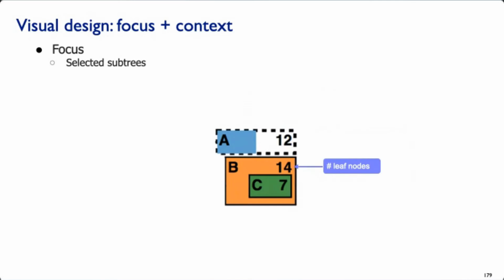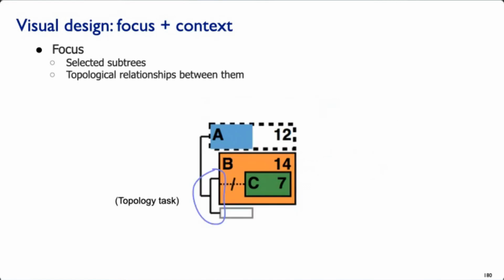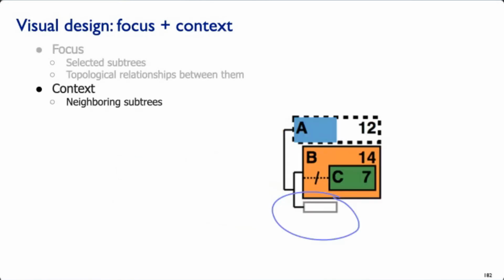We explicitly show the number of leaf nodes because it turns out the biologists actually do need to know these numbers in addition to the topological structure. We show the proportion of trees that match the leaf set. And we show this simplified topological representation where in some cases we explicitly show that we are leaving out topological structure with this slash. And we show any neighboring subtrees as context.